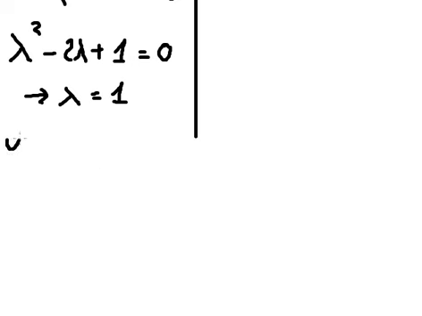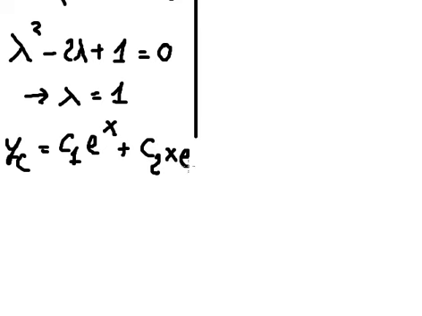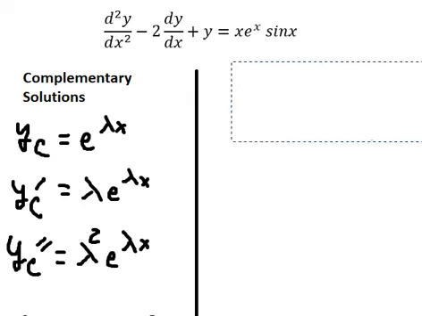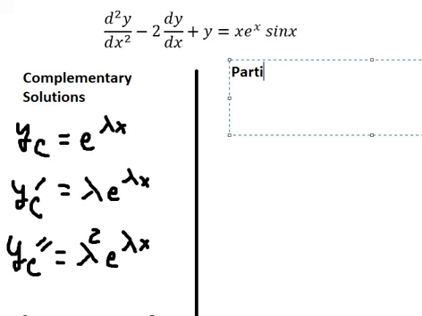That means for yc, we have c1, the constant number 1, e to the power of lambda s. We need to change lambda into 1, and that gives s. Because we have the same lambda, we have c2 s e to the power of s. And this is the final answer of the complementary solution. And the second one is the particular solution.